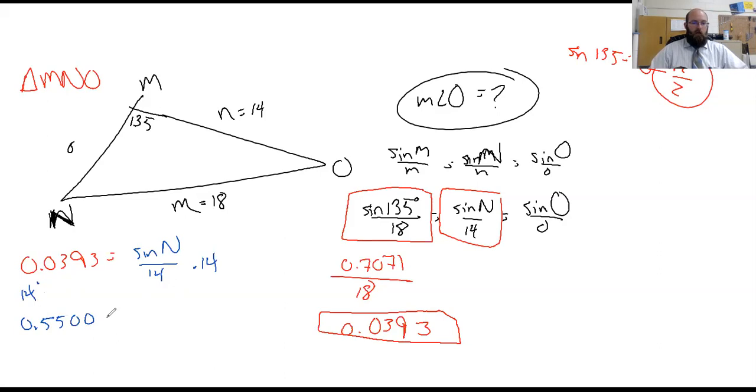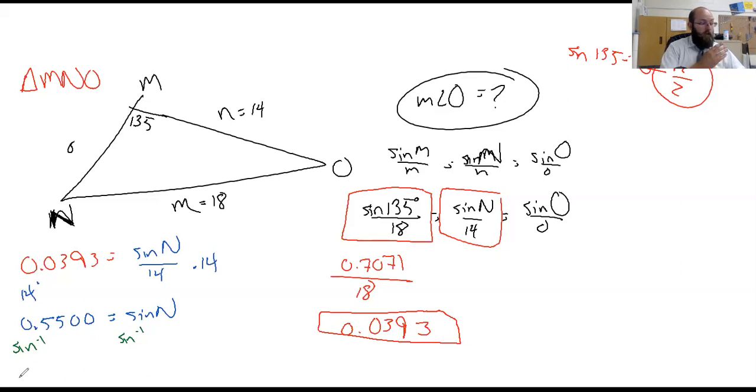0.5500 is what that rounds up to, so that's kind of cool, equals sine of angle n. In one of my previous videos, we talked a little bit about inverse functions. So now I actually have to use the inverse for sine to find out what this angle is going to be. So that's sine to the -1. For my calculator, I'm going to hit the second button, then sine.